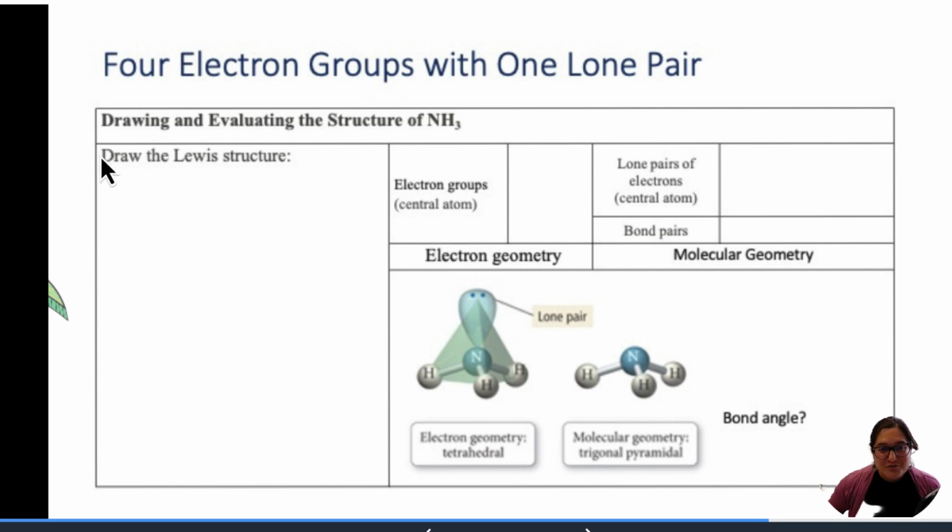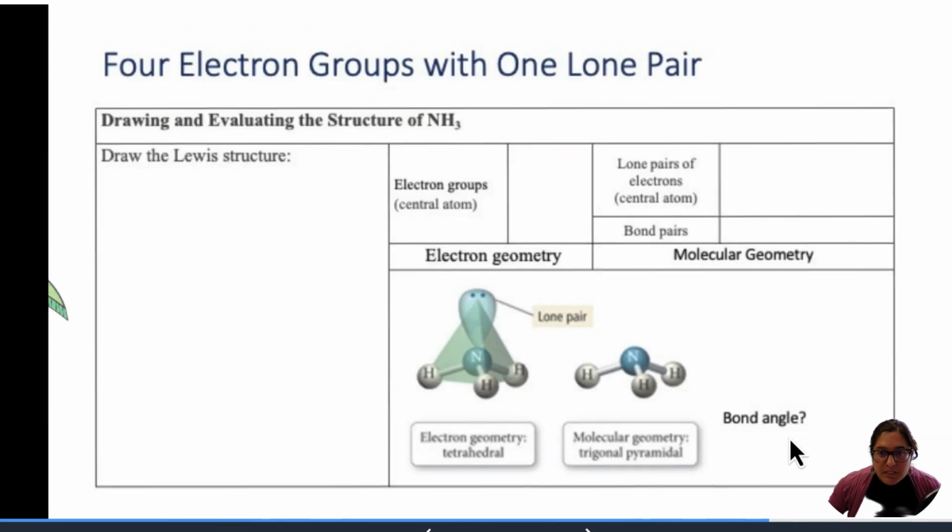Number 1, I'm going to draw the Lewis dot structure. Number 2, I'm going to assign electron groups. Number 3, I'm going to distinguish between lone pairs and bond pairs depending on those electron groups. Then I'm going to introduce electron geometry and what that means. And I'm going to talk about molecular geometry and what that means. We can also talk about bond angle. Something that I want to highlight as well is that students at this point have a handout of some of these images as well, so we have extra tools to make those connections.